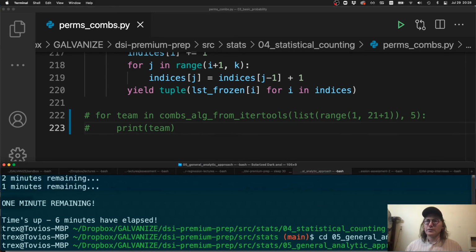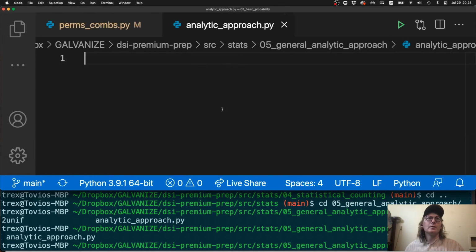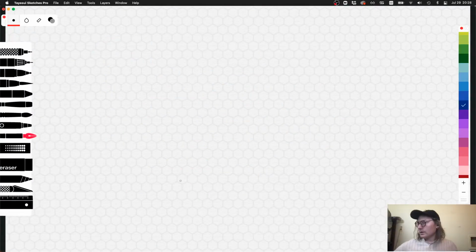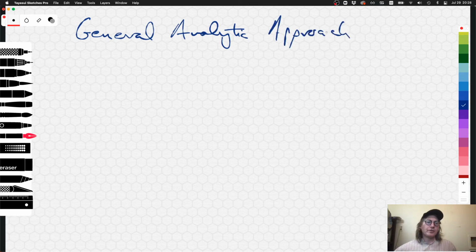So let me just open that up. Okay. So for us, we have this idea of a general analytic approach. And it's really just about trying to solve a probabilistic problem that you don't know how to solve yet, is kind of what we're getting at here. And there are three categories of this that we'll consider.